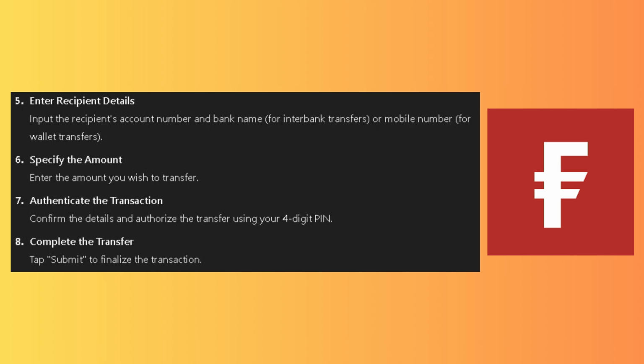Authenticate your transaction. Confirm the details. Authorize the transaction using a 4-digit PIN. Complete the transfer. Tap submit to finalize the transaction. Now you know how to transfer on the Fidelity banking app.